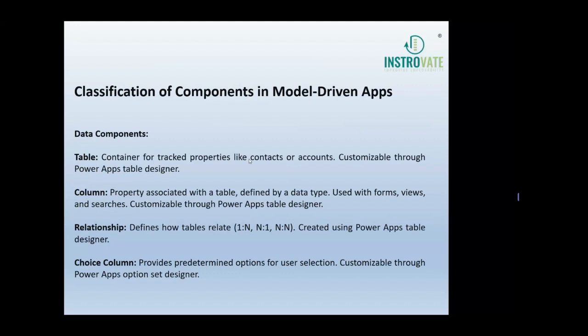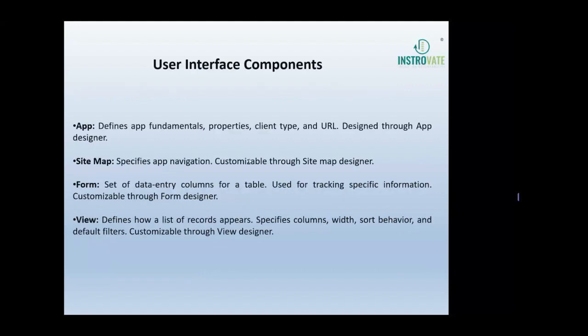Now column is a property associated with a table and defined by a data type. Relationship: you can define tables like one to many, many to many. Choice column provides predetermined options for user selections. Now we will see user interface components: application, sitemap, form, view. These are the user interface components.